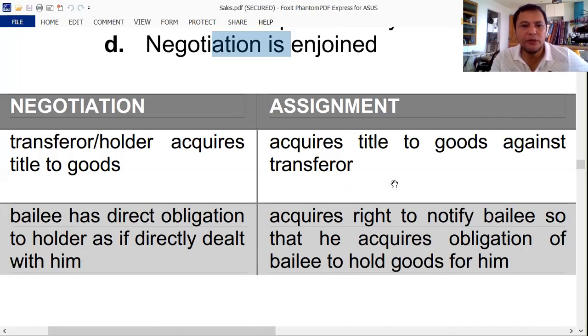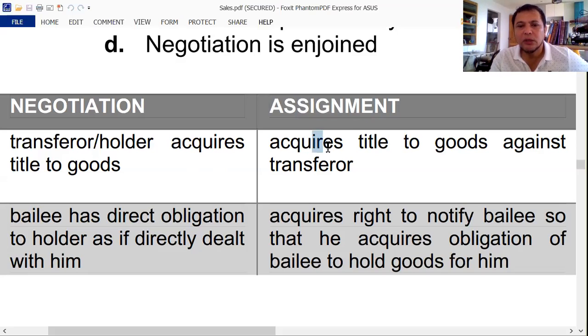Now let's discuss the difference between negotiation and assignment. This is as far as the transfer. What is the effect of transfer? No? So the effect of transfer, the transferee or holder acquires title over the goods if it is negotiated to him. If the document of title has been negotiated to him. So how do you negotiate documents of title again? By endorsement plus delivery, or by delivery if it is a bearer instrument. No? While assignment is just transferring.